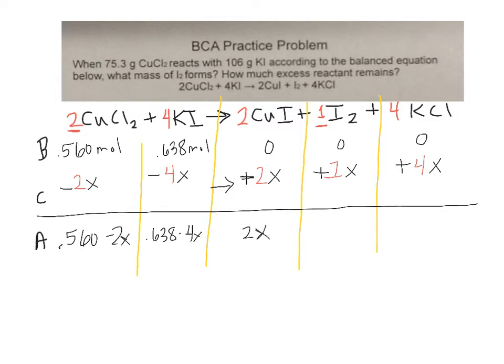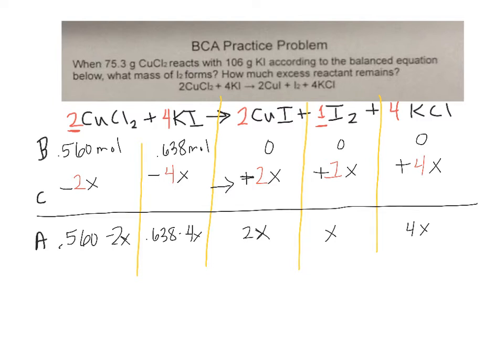And my iodide is 1x. I'll just put an x there. And KCl is 4x. Okay, so I've just looked at each problem vertically. Now, if I could just figure out what x was, I would know what I had after for everything. I just have to figure out what x is.